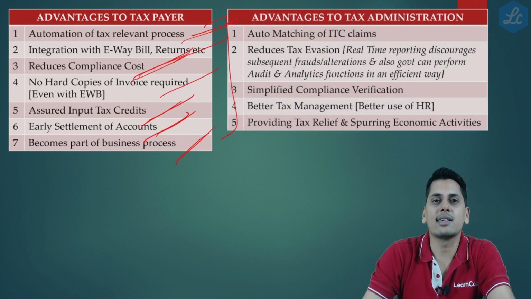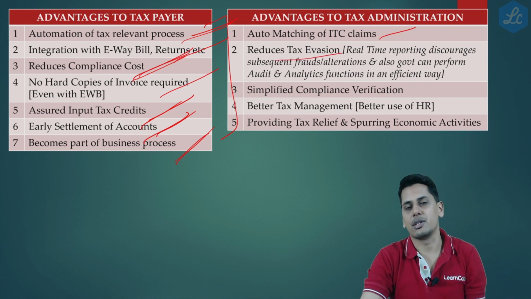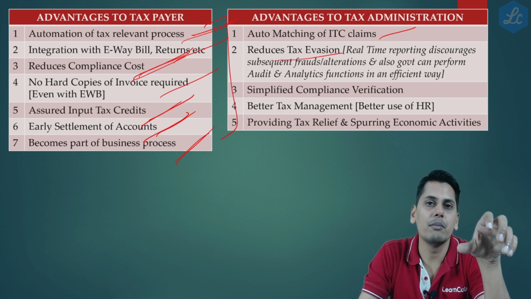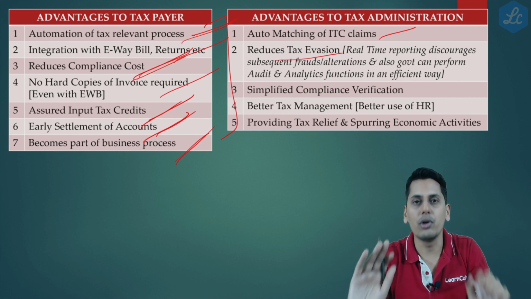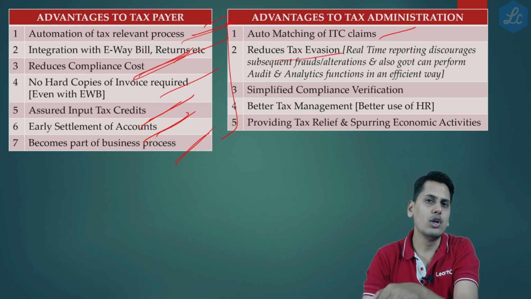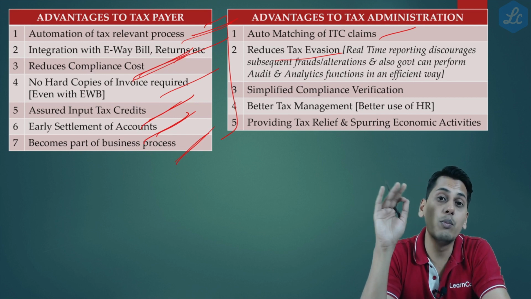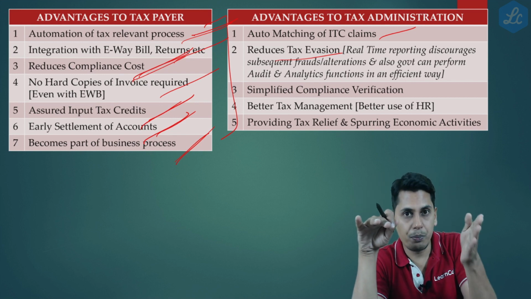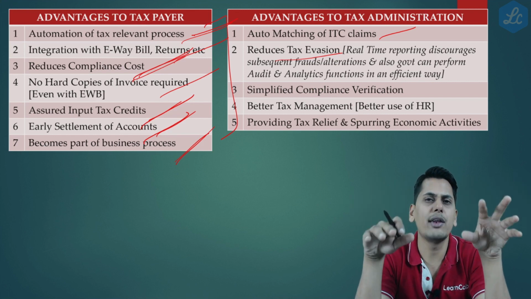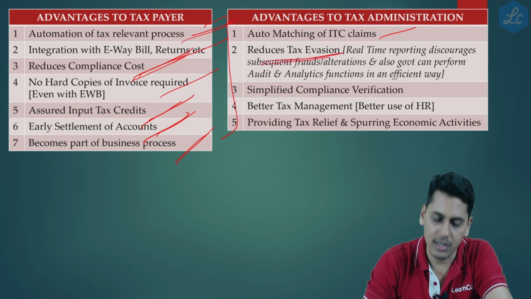What are the advantages to the tax administration? Auto matching of input tax credit claims. It reduces tax evasion. Friends, please understand, wherever there is a time gap between raising a tax invoice and then reporting it, during this time gap there is always a possibility that some manipulation happens. But friends, when both happen in real time, that means you report and you raise a tax invoice on a near real time basis, in those cases the possibility of manipulation is reduced to a larger extent. So in that angle, it reduces tax evasion.